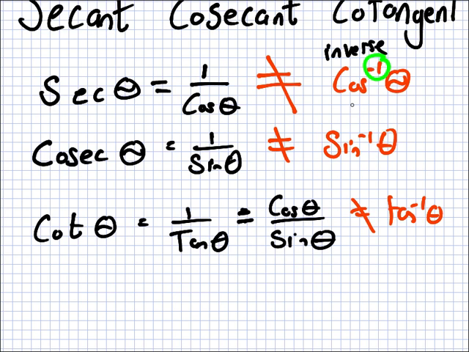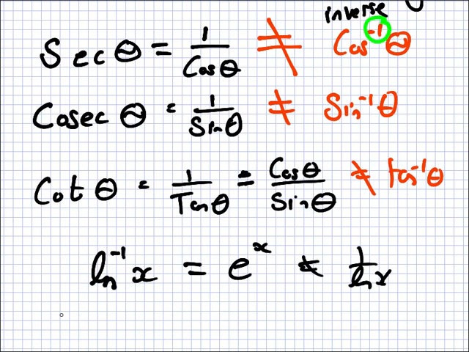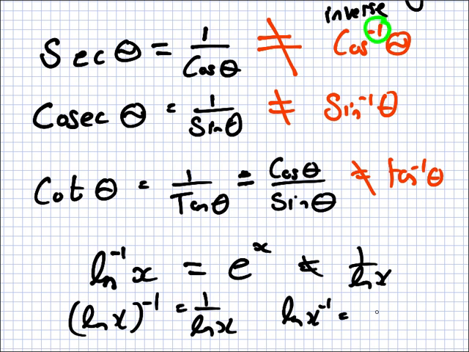It's like if I said ln minus 1 of x, that's equal to e to the x. It's not equal to 1 over ln x. But if I write log x minus 1 like that, that's 1 over log x. And if I write log minus 1 of x like that, it means something different. Just be careful with that.